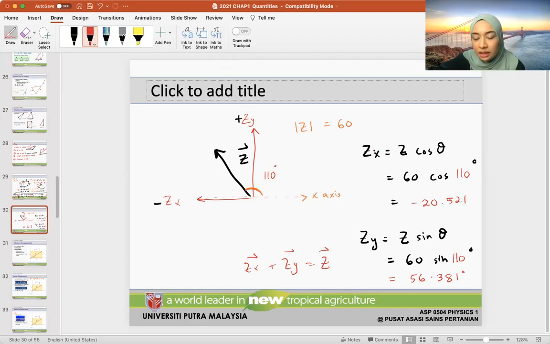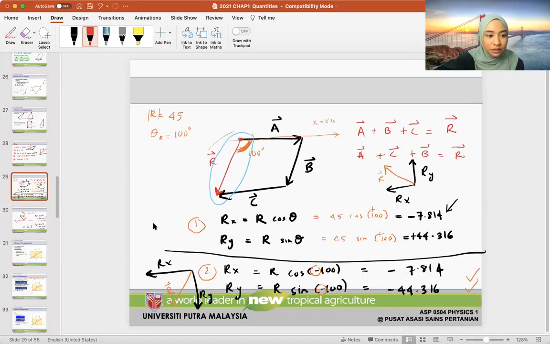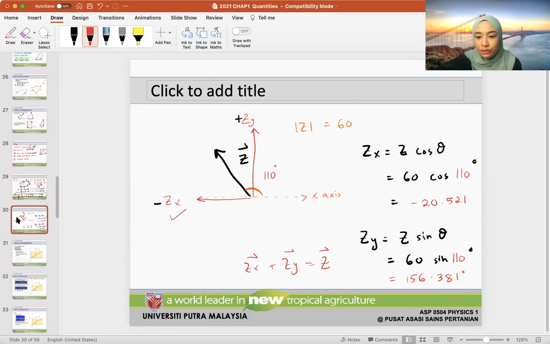So here we see that our x component is negative, which matches our expectation, right? It matches our expectation. And our y component is positive because it's going up. So that makes sense. Now, let's try another example.